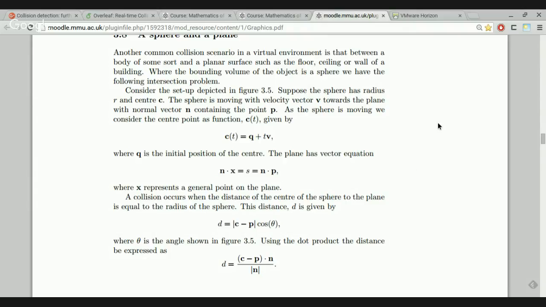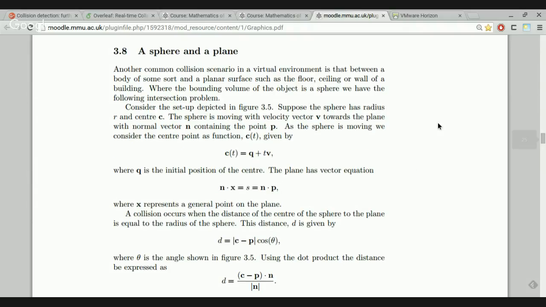Now when does a collision occur? Well, the first contact occurs when the center of the sphere is exactly the radius distance away from the plane. Makes sense? When the center of the sphere is the same perpendicular distance from the plane as the radius of the sphere, that's when the surface of the sphere is just touching the plane.